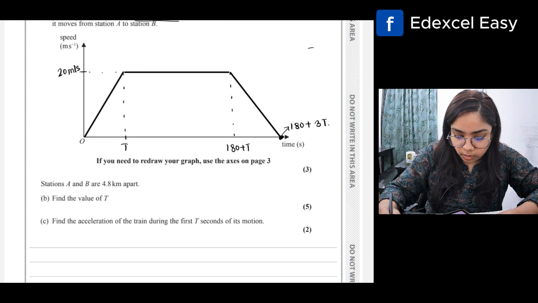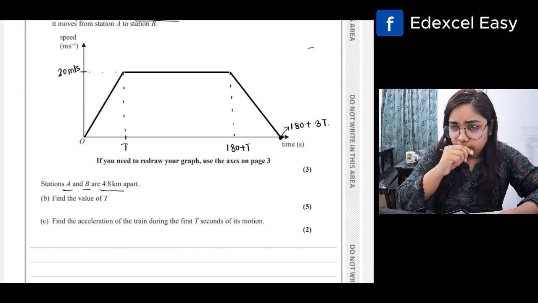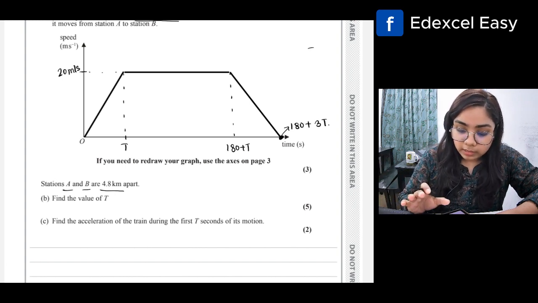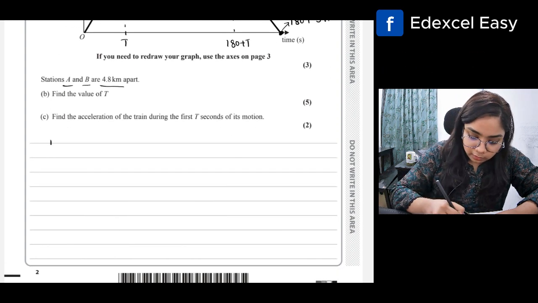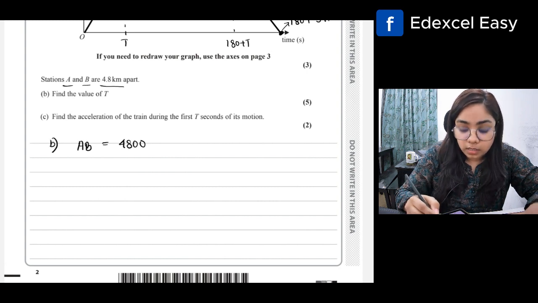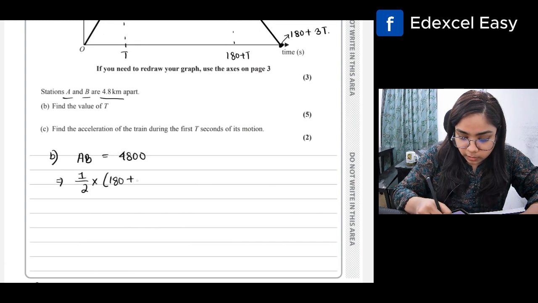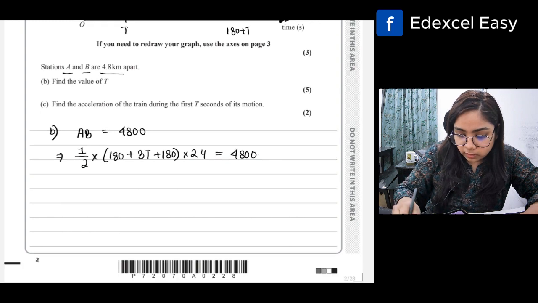That was it for the graph. Let's move on to part B, where it says that stations A and B are 4.8 kilometers apart. We need to find the value of T using this information. The area under the graph will give the distance, which can be compared with the time T. This is an entire trapezium, where the base is 180 plus 3T, and the top section is just 180, and the height is obviously 24. So we can write that the AB distance is 4800, because we have to convert the distance into meters. So we get half multiplied by 180 plus 3T plus 180, times the height 24, equals 4800.